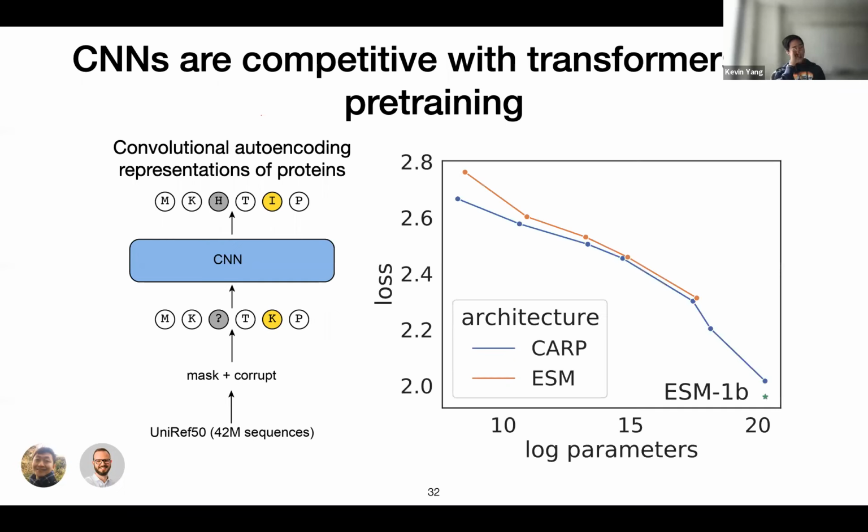Here we test the CARP architecture and ESM's transformer architecture across several orders of magnitude of parameters on our dataset, and those are the orange and blue lines. You can see that across several orders of magnitude, the architecture doesn't seem to affect the pre-training result that much. We also trained CARP-640M, which is the bottom right point in blue, with about 640 million parameters, to compare with ESM-1b, which has about 650 million parameters. Those losses are close, but they're not directly comparable because they're on different test sets with different train sets. So the only conclusion here is that things seem to be close.